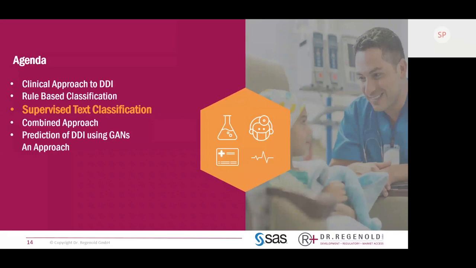Although there are certain limitations in rule-based text analytics when we have highly variable data when identifying drug interactions. Hence, we had to fine-tune our approach and look into supervised machine learning models as well. The supervised machine learning models classifying DDI-related subgroups of interest were developed using baseline labeled DDI-related data. Next slide, please.